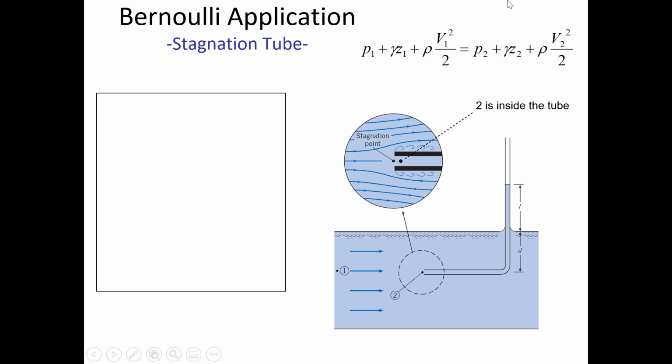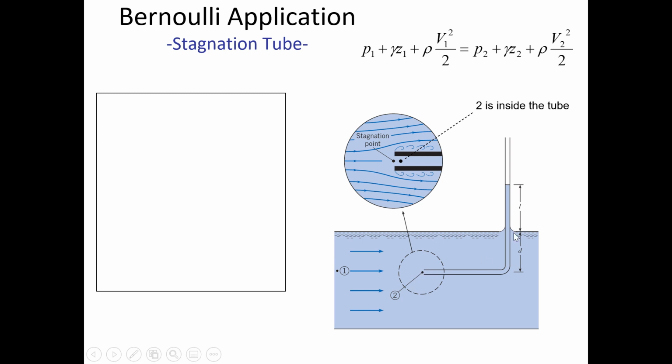And so what Bernoulli's equation is saying is that we can predict how high the fluid will rise above the base water level. So D just represents how deep beneath the water surface that stagnation tube is inserted.